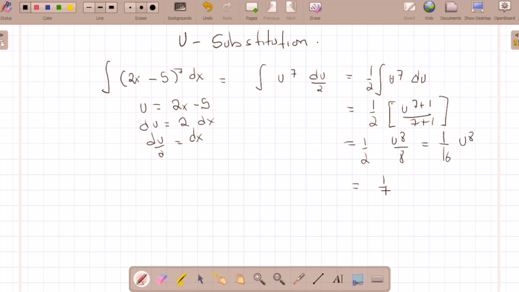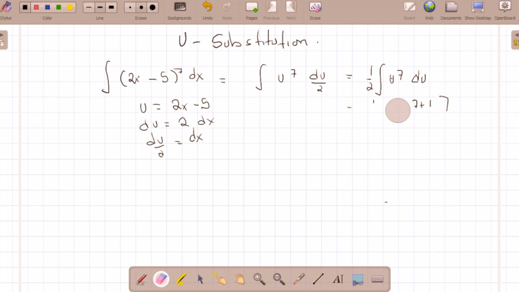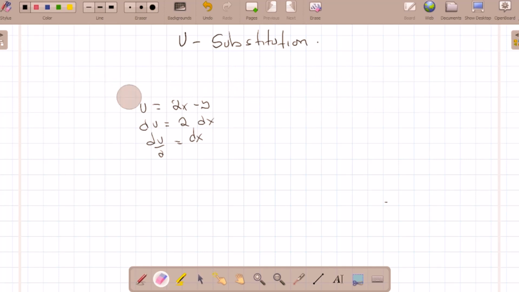And we resubstitute. So what is our u? Our u is 2x minus 5. So we shall have 1 over 16 times (2x minus 5) to the power of 8. So we are done with this problem. So we look at another example of u substitution. We're going to do 6 problems. We've already done 2, so we only have 4 problems to go.